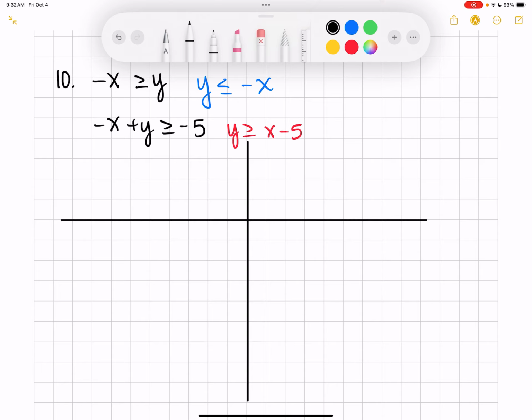I'm just making it excessively large. It doesn't need to be that big. All right, what do we know about these? What are they going to look like? They're going to be solid lines. One's going through the origin, and a negative slope. Yep, the first one's through the origin with a -1 slope.